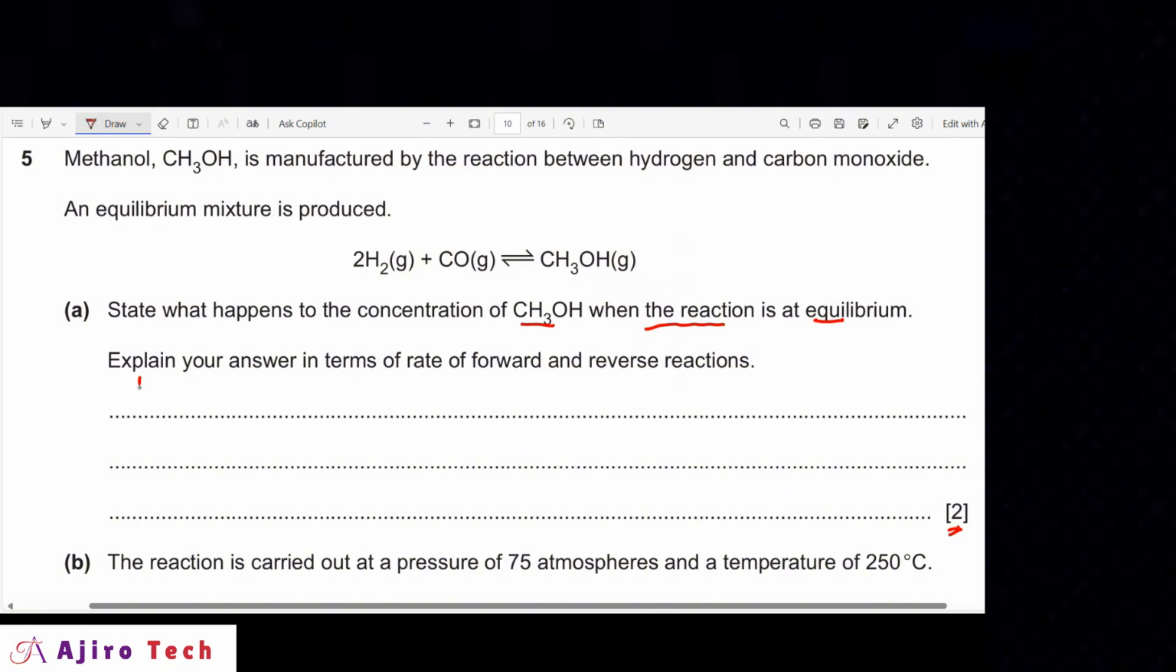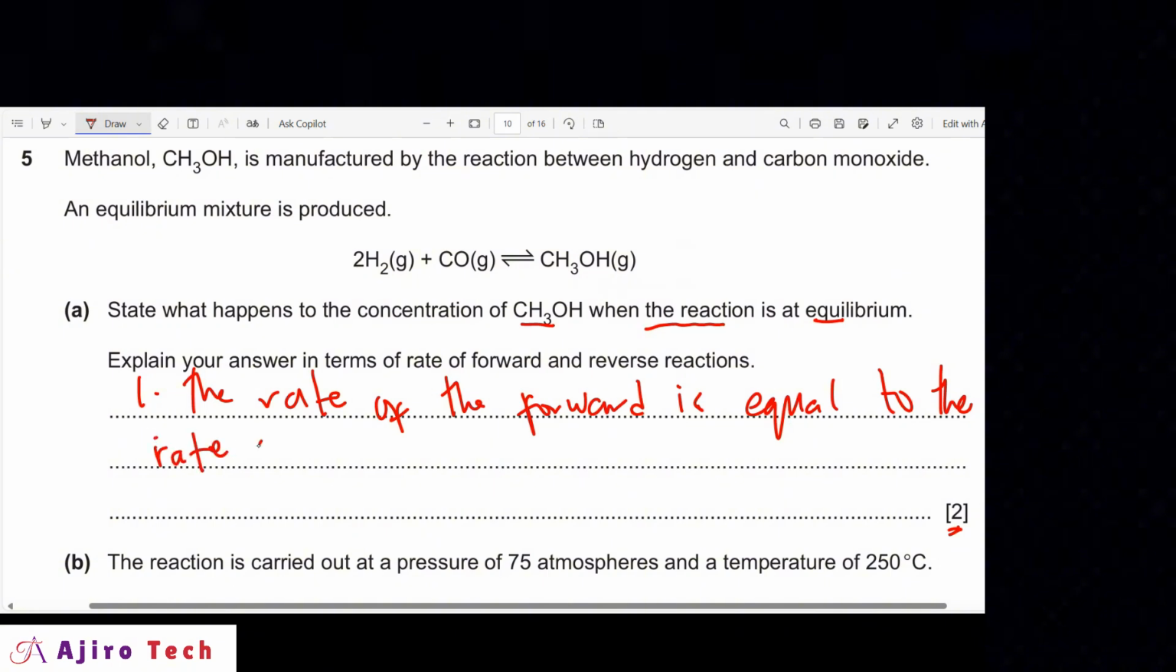Number one is that the rate of the forward reaction is equal to the rate of the backward reaction. So that is the first one you should adopt. All right, and then that means we have answered this part that says, explain in terms of rate of forward and reverse reaction. Now, the next one is talk about it in terms of concentration now.